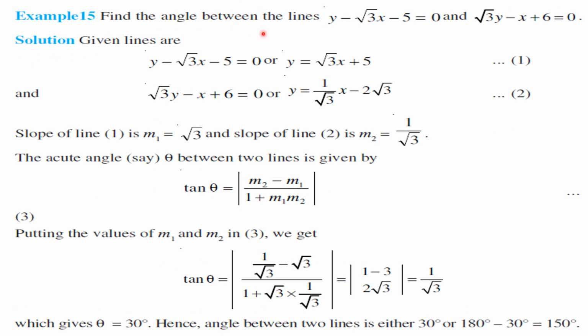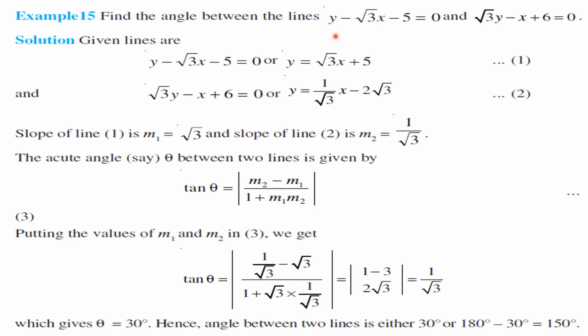Find the angle between the lines y minus root 3x minus 5 is equal to 0 and root 3y minus x plus 6 is equal to 0. Understood this question, my children? Yes, we have to find the angle between these two lines. So do you remember the formula to find the angle between two lines, y is equal to m1x plus c1 and y is equal to m2x plus c2? Yes, tan theta is equal to modulus of m1 minus m2 by 1 plus m1 m2. Right.